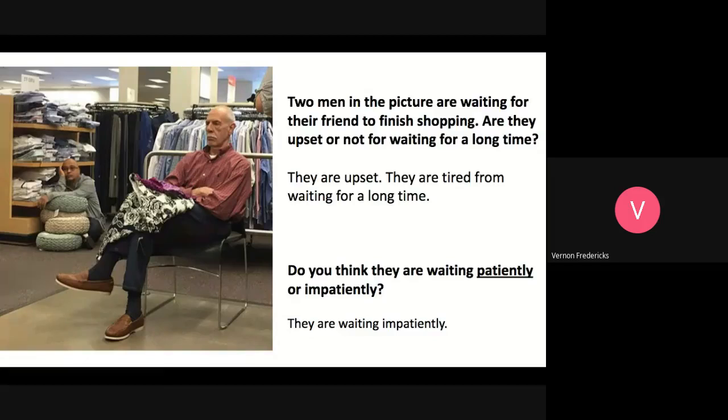So what does patiently mean? Patiently means to wait without getting angry. These men are angry. They are upset. But to be patient, to wait patiently, is to wait without getting angry.